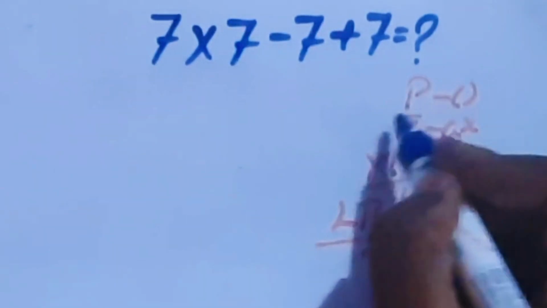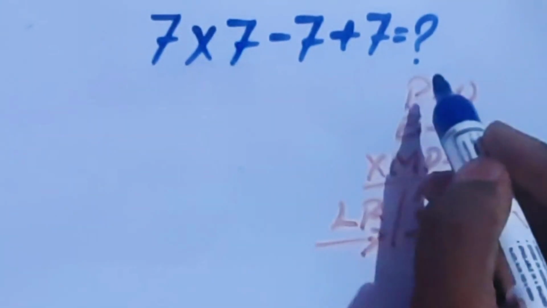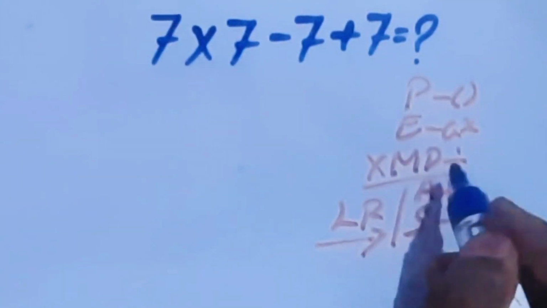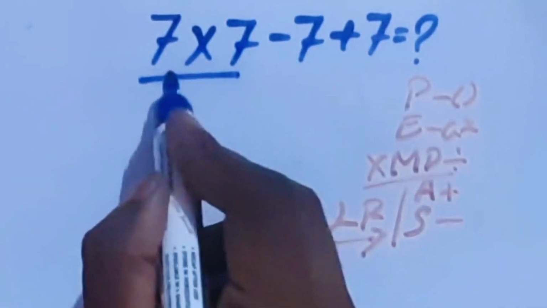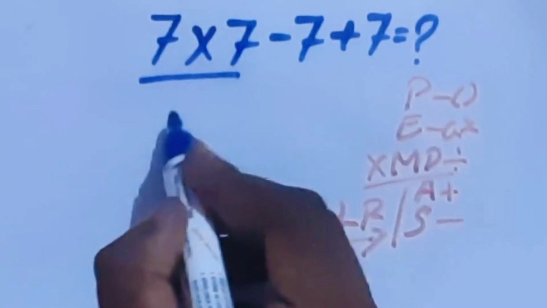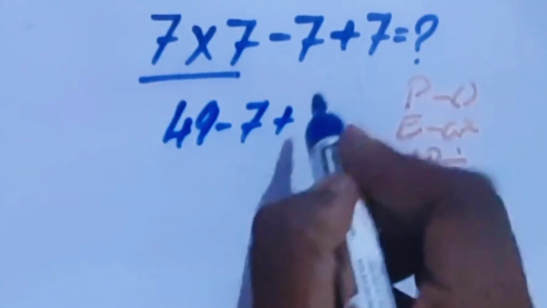As per the order of operations PEMDAS, the bracket is higher priority. In this problem we don't have a bracket, so we are moving to the exponent. In this problem the exponent is also not there, so multiplication and division is the next priority. Here we have multiplication, so we have to do this multiplication before the subtraction and addition. Here the multiplication is 7 times 7, which is 49, minus 7 plus this 7.